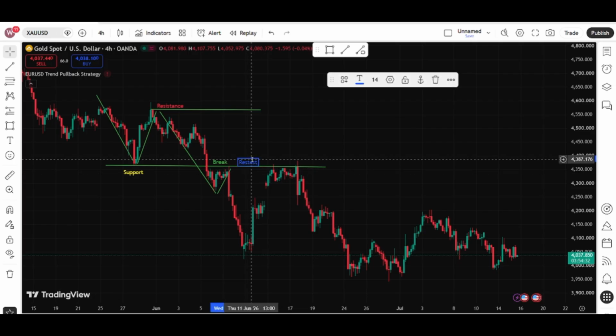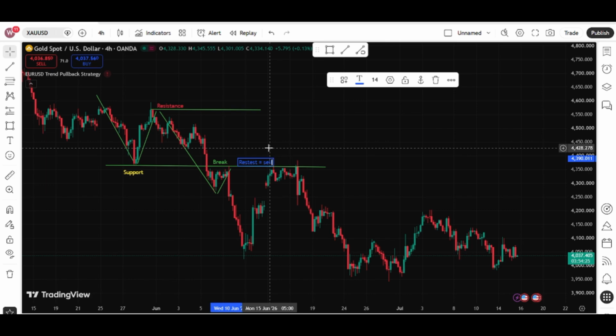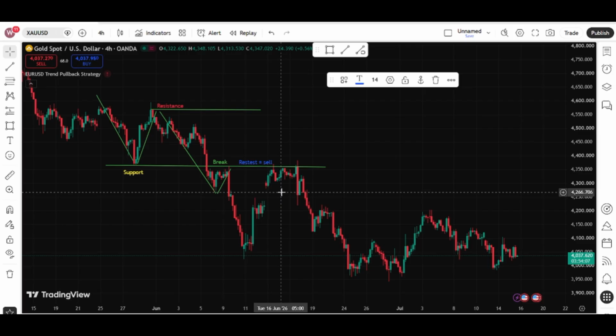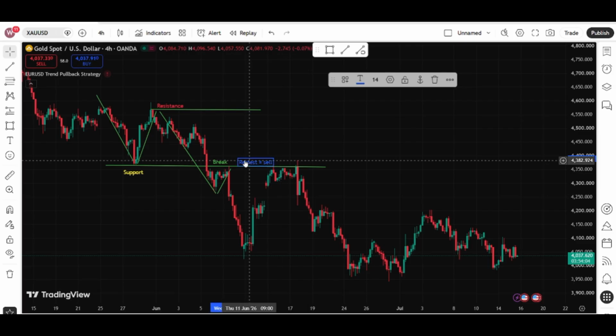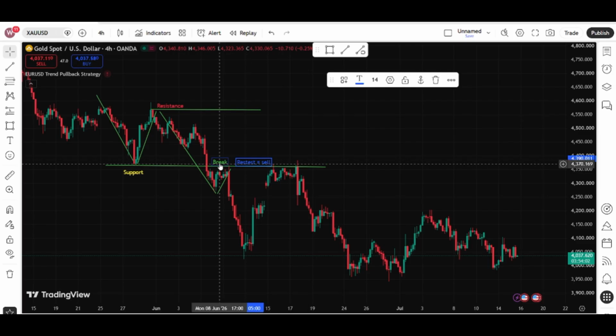So this is where it starts getting interesting. Retest is equal to sell or buy, but in this instance, our retest is going to mean sell, because we broke and retested the support. So we will only buy when we retest the resistance. Because we retested the support, we sell. So this is our point where we sell. The break was this side. We broke, we went down.